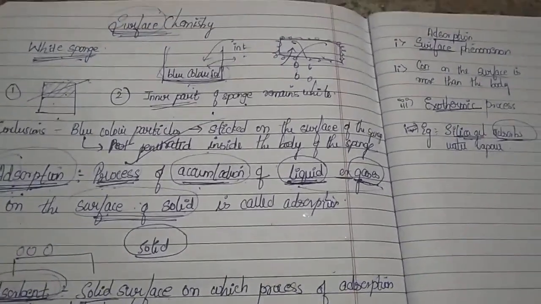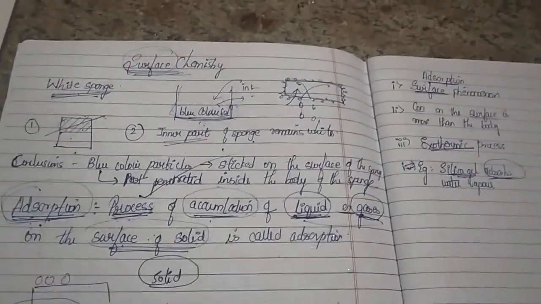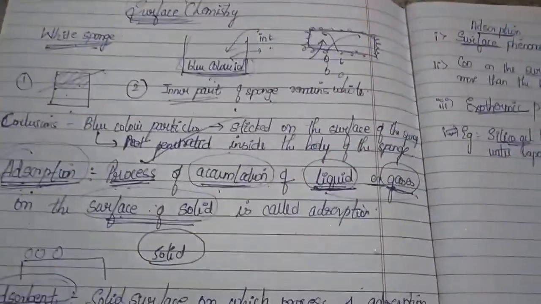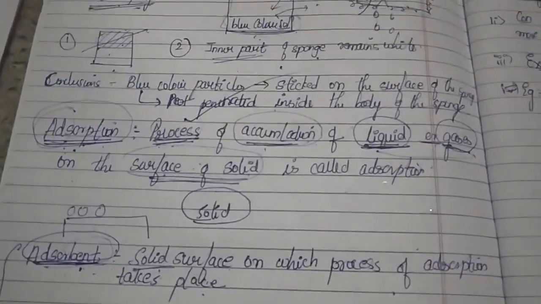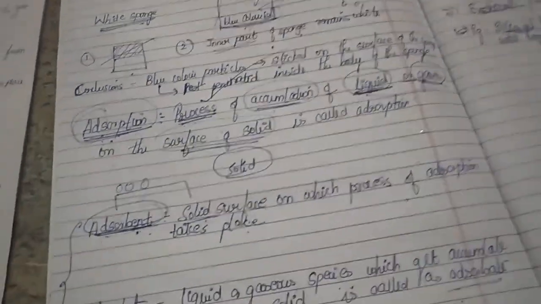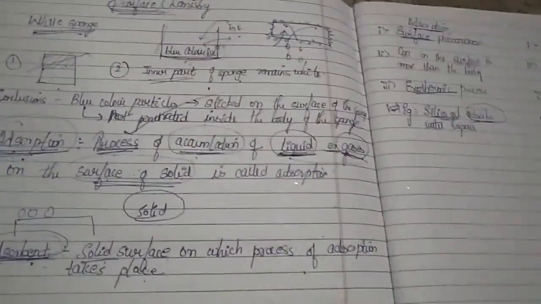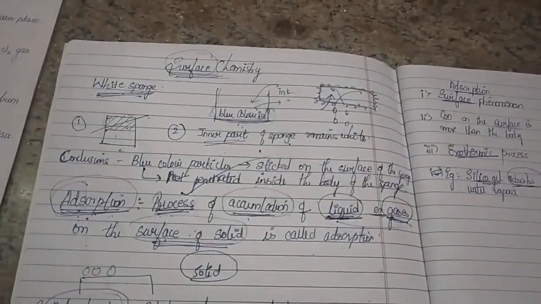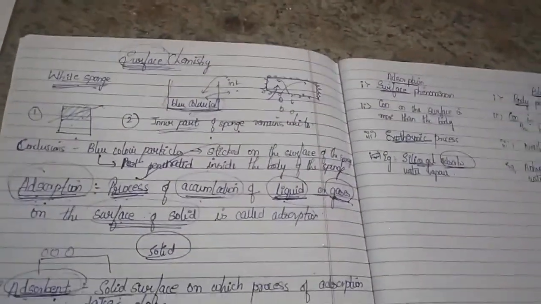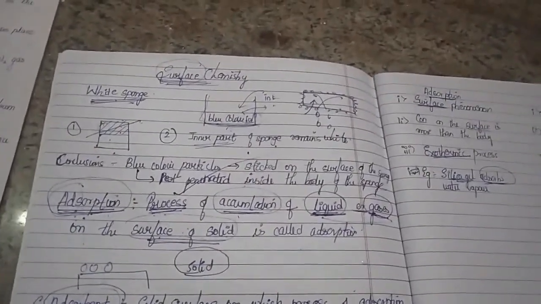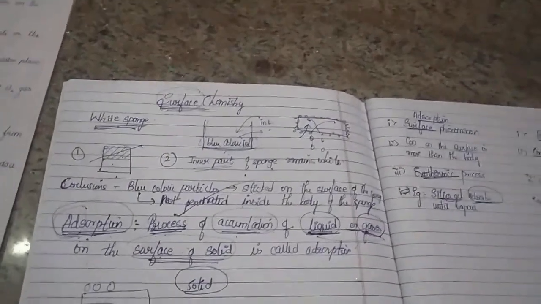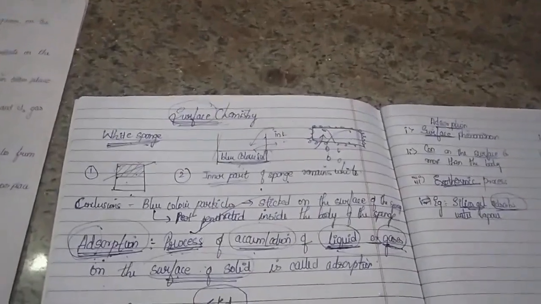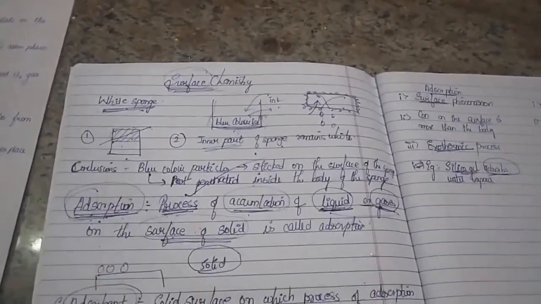So the main thing we have learned over here: adsorption is a process of accumulation of a liquid or gas on the surface of a solid. That process is called what? Adsorption. In this adsorption, whatever solid surface we are choosing will be called what? Adsorbent. The solid surface on which the process of adsorption takes place is called an adsorbent. Whatever liquid or gases come and accumulate on the surface of the adsorbent is called what? Adsorbate.